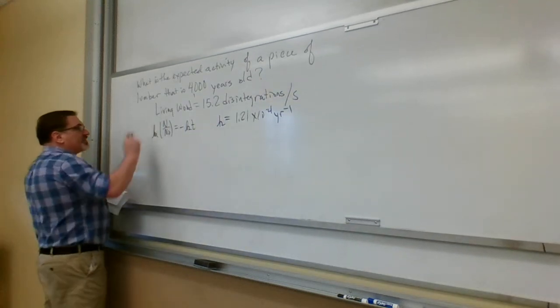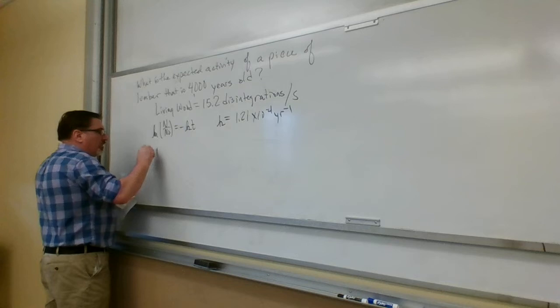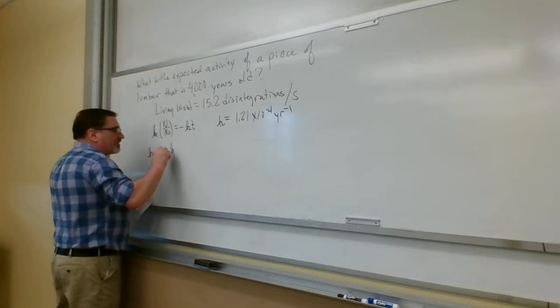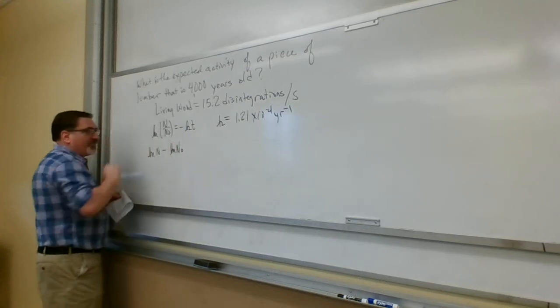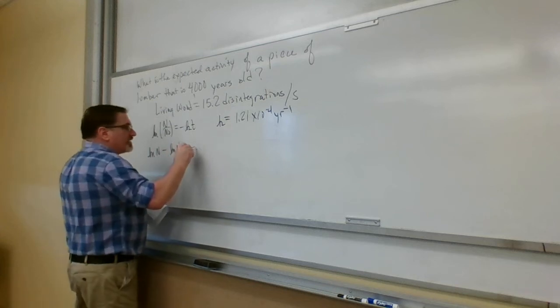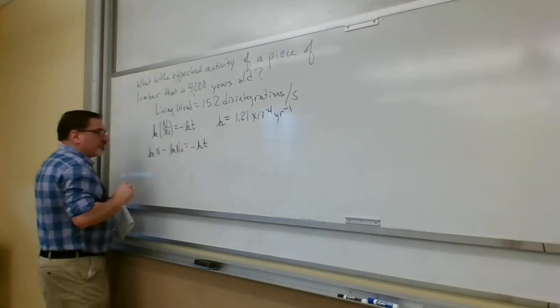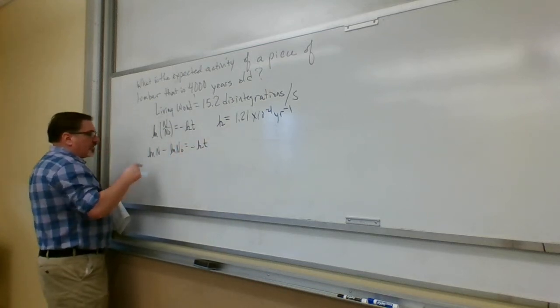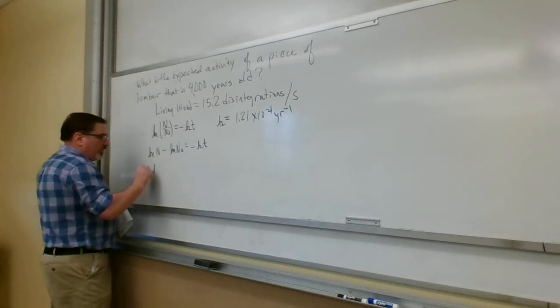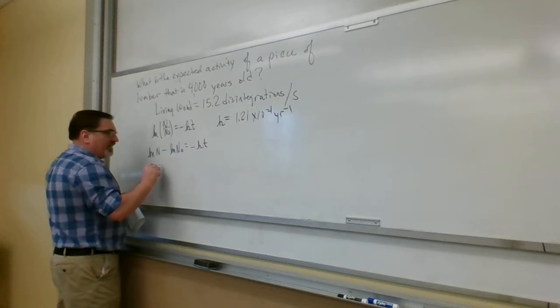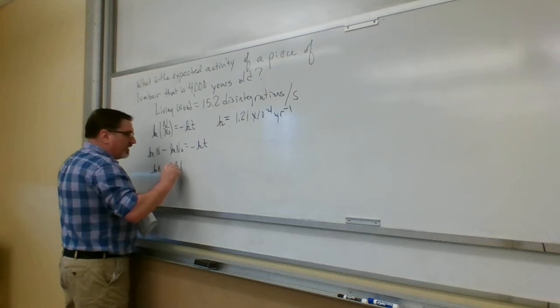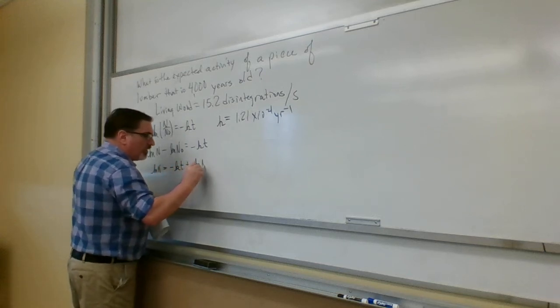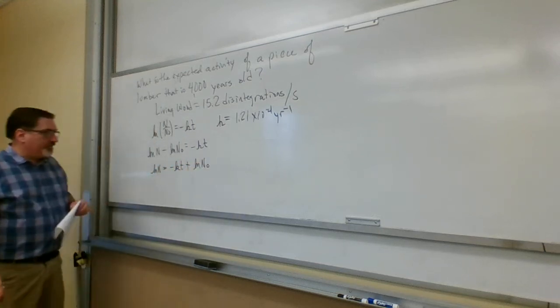So we have to split this term up. Natural log of n minus natural log of n0. That's how we split up a fraction. Equals minus kt. So then we're solving for n. So the natural log of n equals minus kt plus natural log of n0.